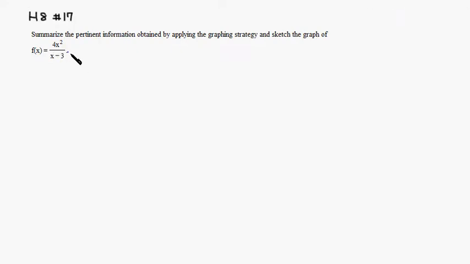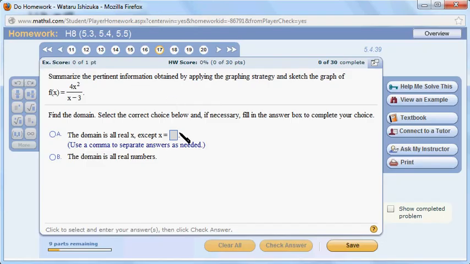The domain of this function: we want to make sure that the denominator, x minus 3, is not 0. So we can just add 3 to both sides. You get x cannot be equal to 3. So if you go back here, the domain is all real numbers except 3. 3 is the only bad number. Let's check the answer.